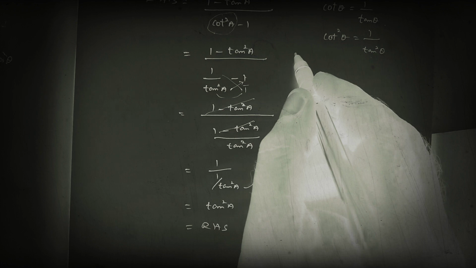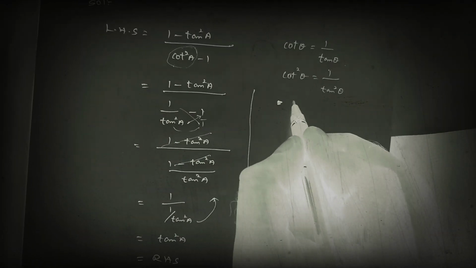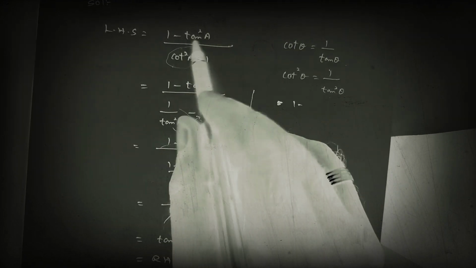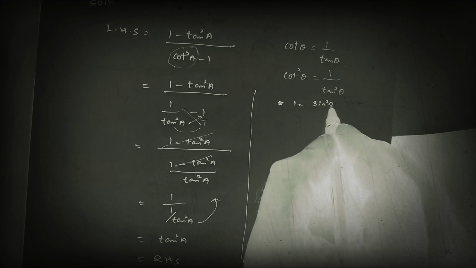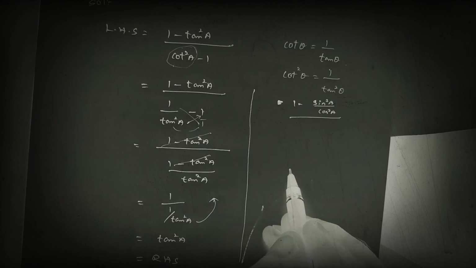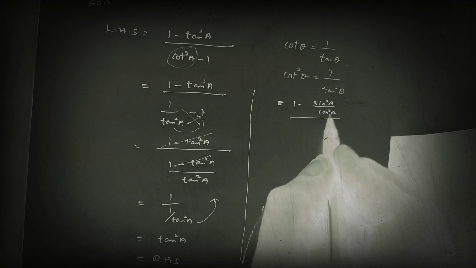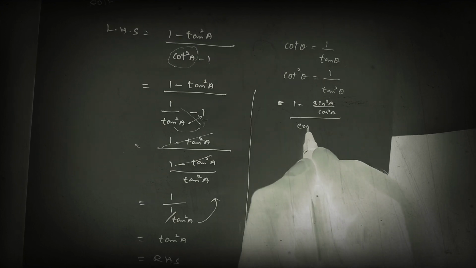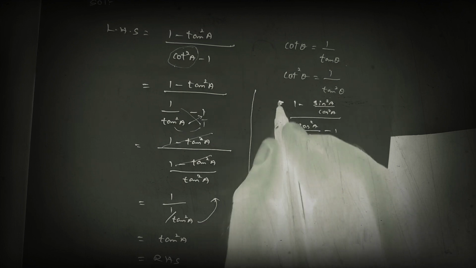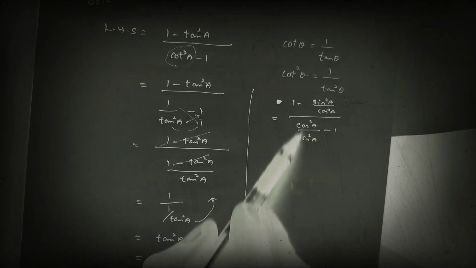Shall I try it right now? No problem. See, I am just taking the LHS. It is equal to 1 minus tan square A divided by cot square A minus 1. 1 minus tan square A is nothing but 1 minus sin square A divided by cos square A, whole divided by cos square A divided by sin square A minus 1. I'm just showing another method to bring the RHS. I'm writing tan in terms of sin by cos, cot in terms of cos by sin.